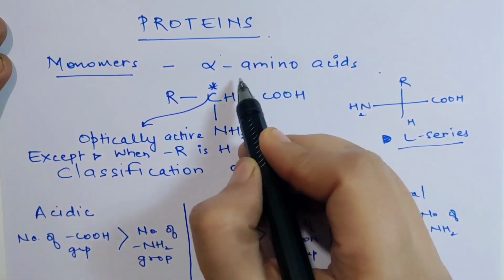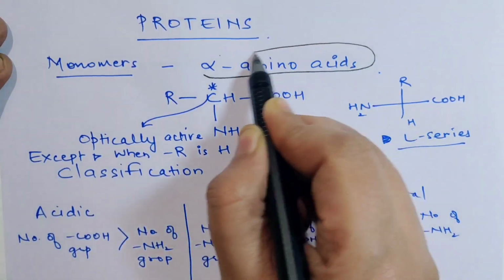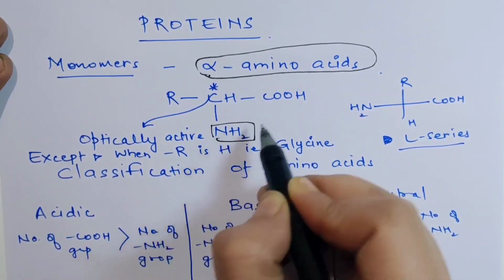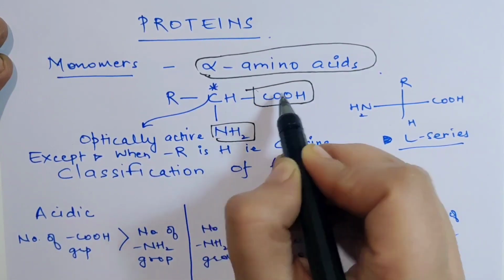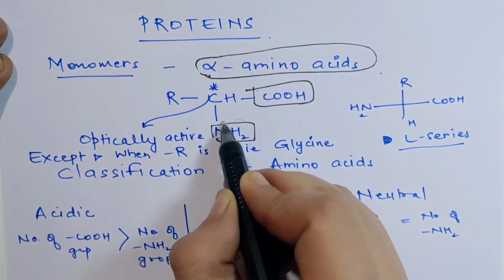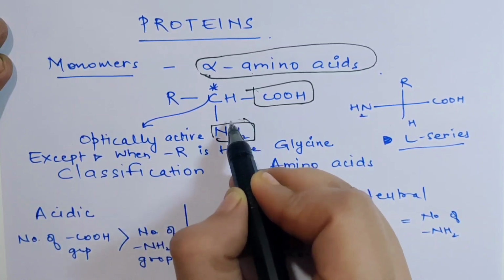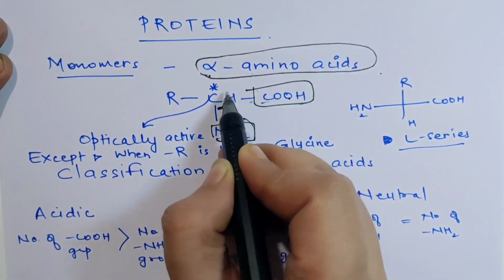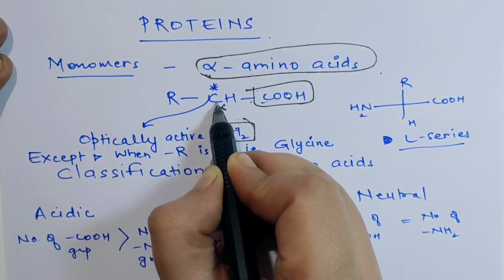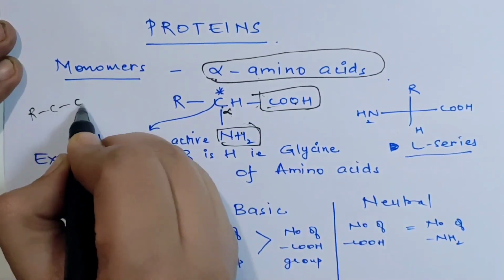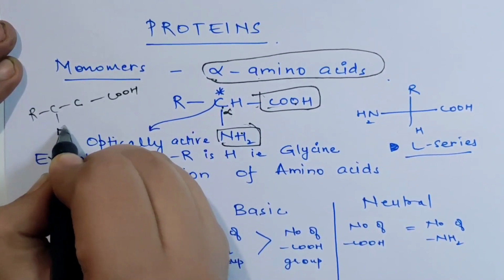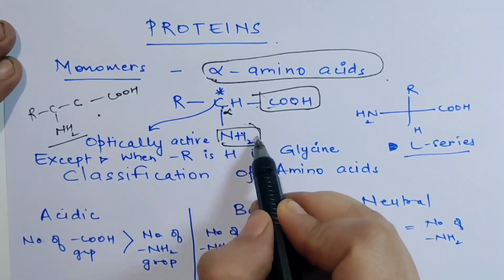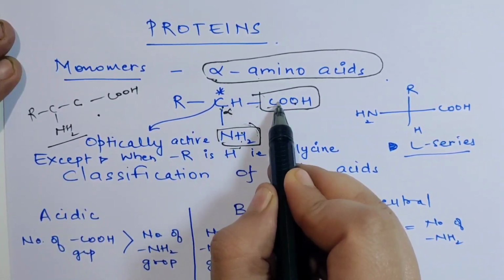Proteins are the polymers of alpha amino acids. Alpha amino acid means amino acids because it has an amine group as well as an acid group. And it is alpha because the amino group is at the alpha carbon. That means this is the carboxylic acid group, and the amino group is attached to the alpha carbon next to it. If it had been something like this, then this would have been a beta amino acid. But we have the amino group at the alpha carbon, so this is an alpha amino acid.